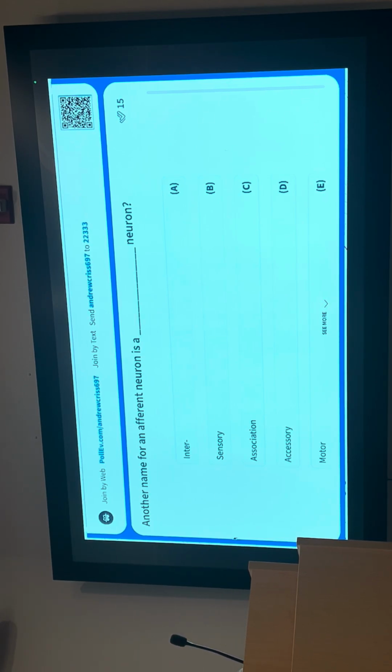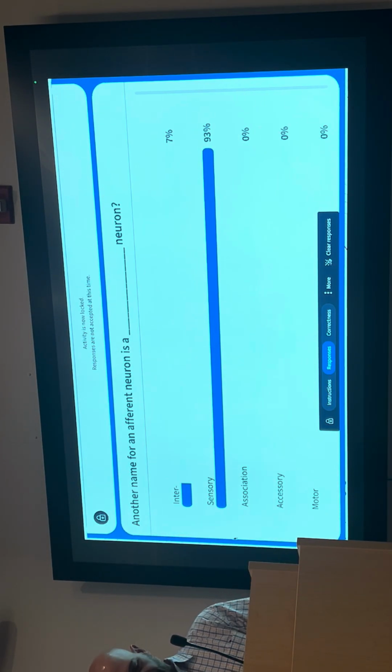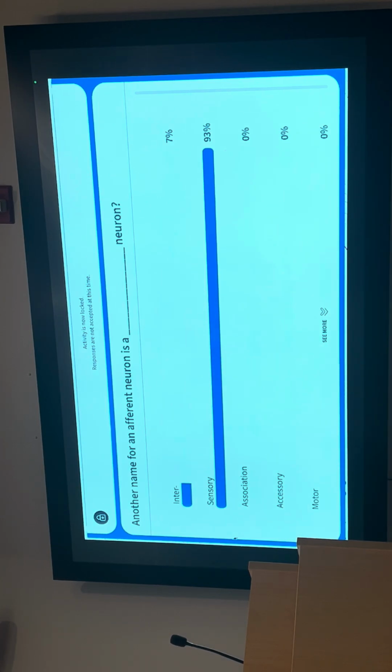All right. Let's see how we did. So, afferent means sensory. These are neurons that are bringing information from your peripheral nervous system, from receptors, into the central nervous system. And then we have efferent. What would be the other word for efferent? Motor. Okay, so afferent, sensory; efferent, motor. Good.